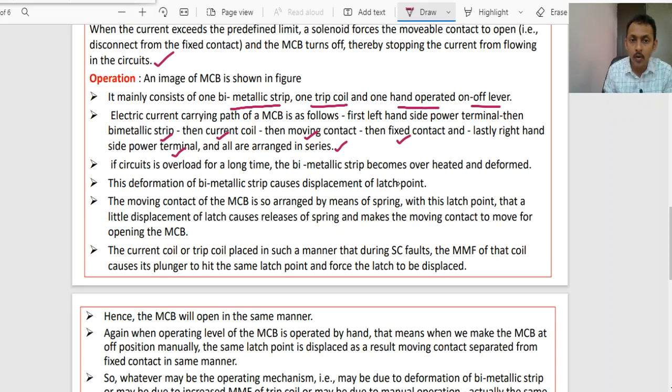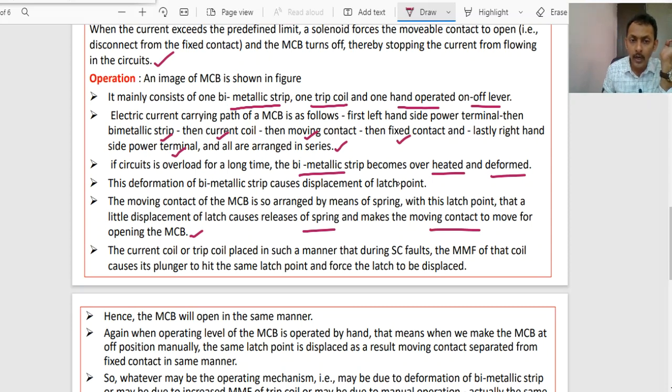Now if the circuit is overloaded for a long time, the bimetallic strip will become overheated and be deformed. The moving contact of the MCB is arranged by means of a spring with a latch point. There will be a little displacement in the latch, which will cause the release of the spring and make the moving contact move, opening the MCB with the help of the spring mechanism. This bimetallic strip gets operated during abnormal conditions and makes the circuit open.